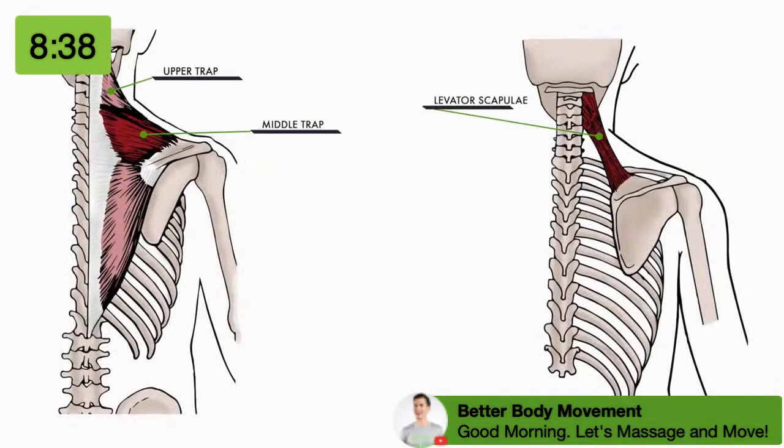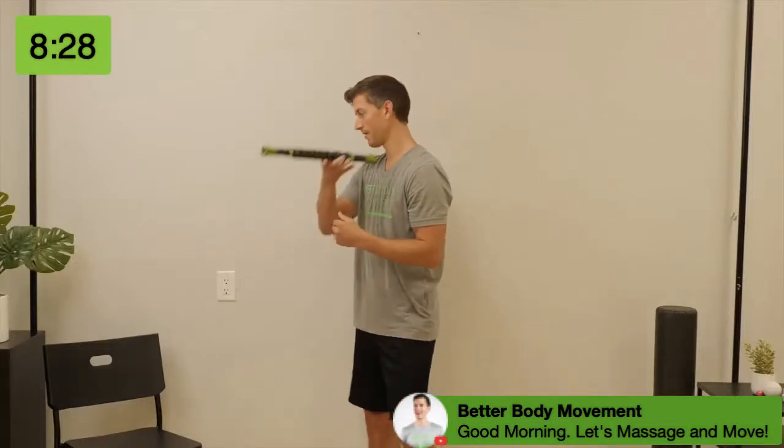Our final release is going to be on the upper and middle trap and levator scapula. These muscles connect the shoulder to the head. This release requires a massage stick and a clear wall.